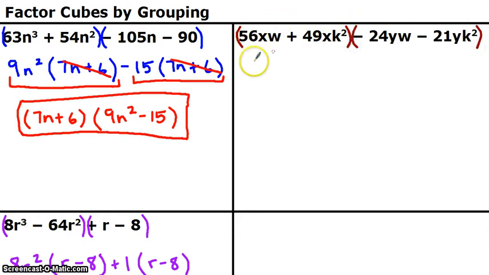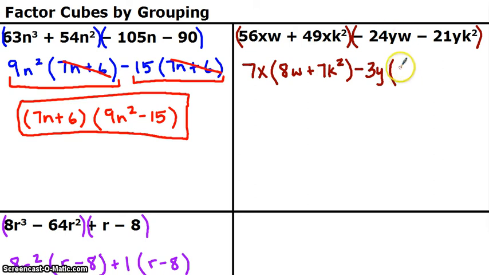All right, 56 and 49 are both divisible by 7, and then they both have an x in there, so 7x. That'll leave you with 8w plus 7k squared. So we should get the same thing after we take out this. 24 and 21 are both divisible by 3. There's a negative in front, so I'm going to take out a negative 3, and they both have a y, so I'm going to take out a y as well. That'll leave me with 8w. Negative 21 divided by negative 3 is positive 7k squared.